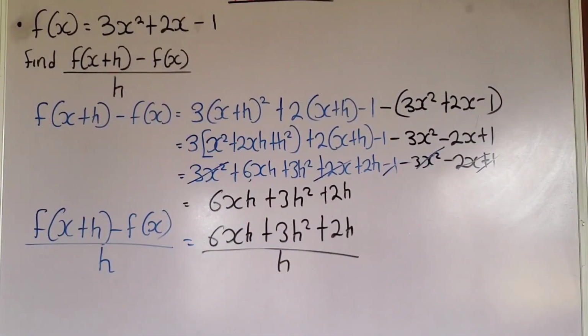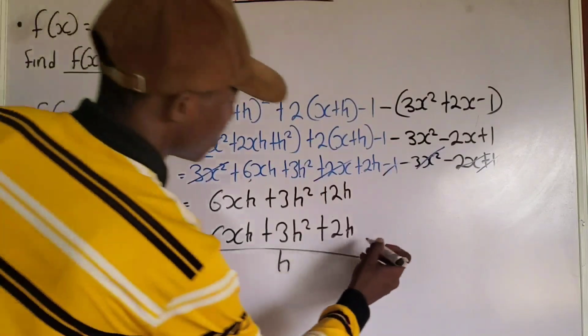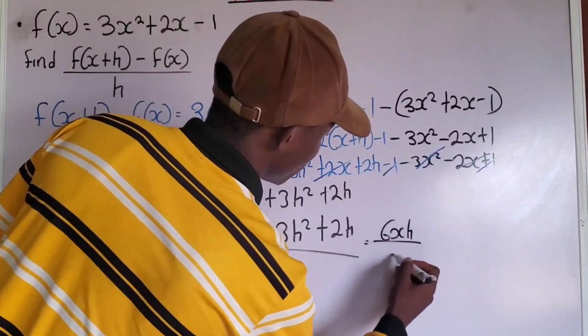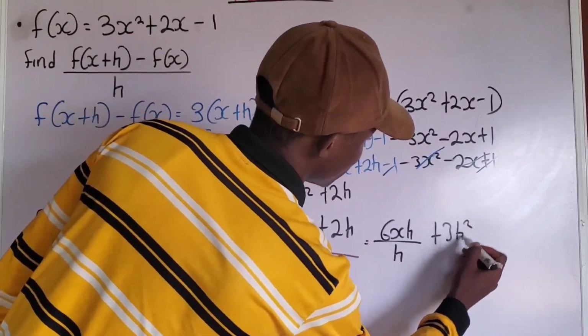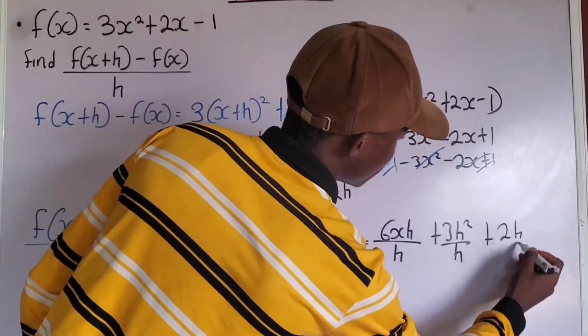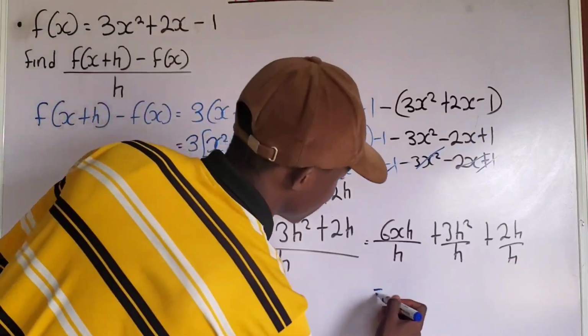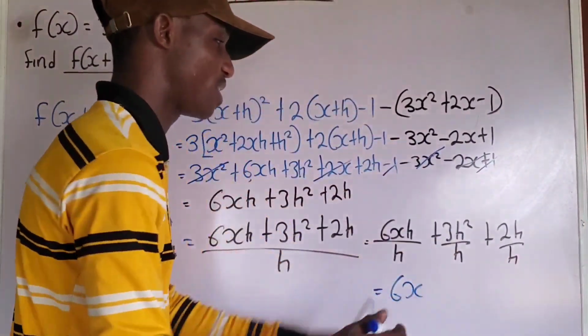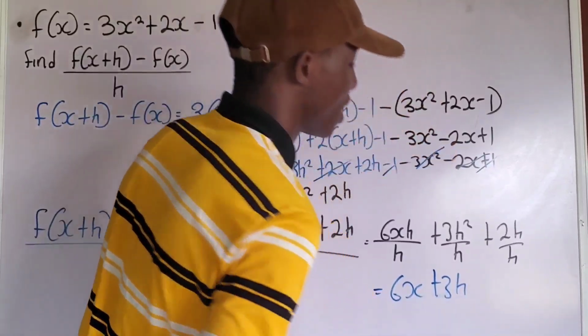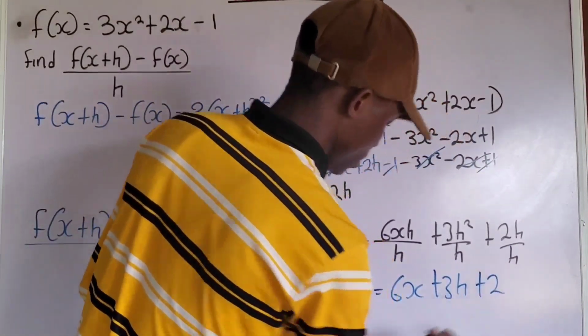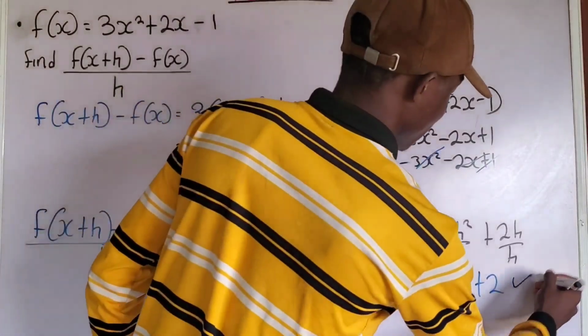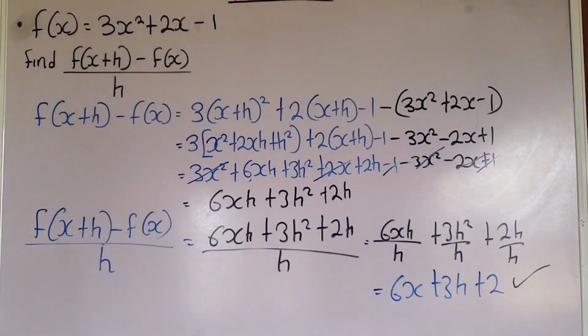Do you understand? Okay. Now having done that, the next step is that we just divide all through by h. That is, you're going to have 6xh all over h plus 3h squared all over h plus 2h all over h. So 6xh all over h, that will be what? 6x. 3h squared all over h, that will be what? Plus 3h. Now 2h all over h, that will be what? Plus 2. So the solution to that question is 6x plus 3h plus 2. Do you understand? Okay, so that is a typical example of a question on functions.